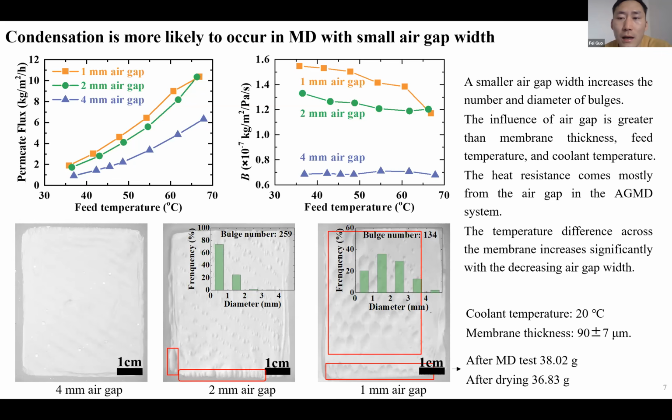Comparing the air gap with the membrane thickness, feed temperature and coolant temperature, we found the influence of the air gap is greater than that of the membrane thickness, feed temperature and coolant temperature. This is because the heat resistance comes mostly from the air gap in the AGMD system. The temperature difference across the membrane increases significantly with decreasing air gap width.